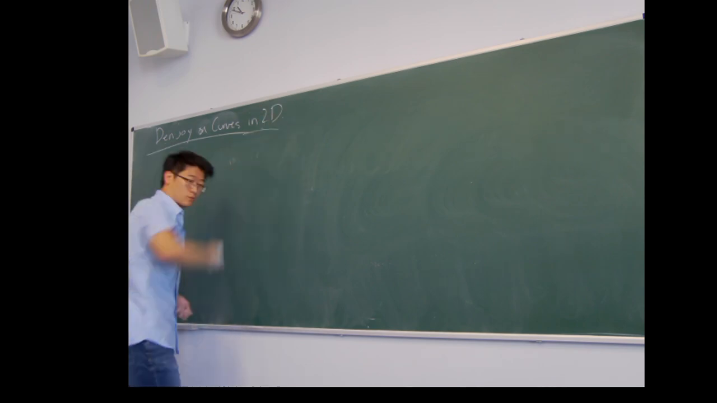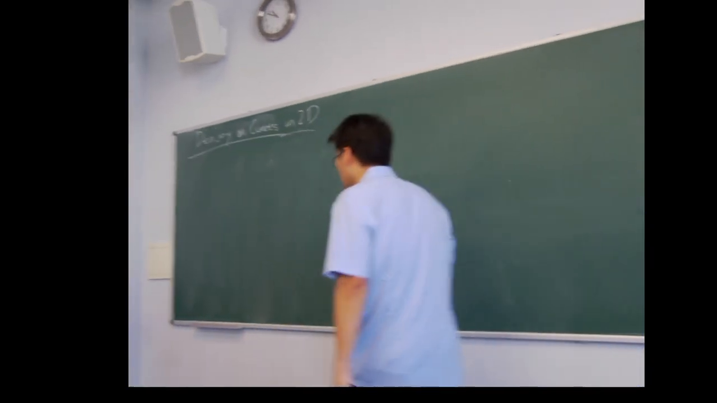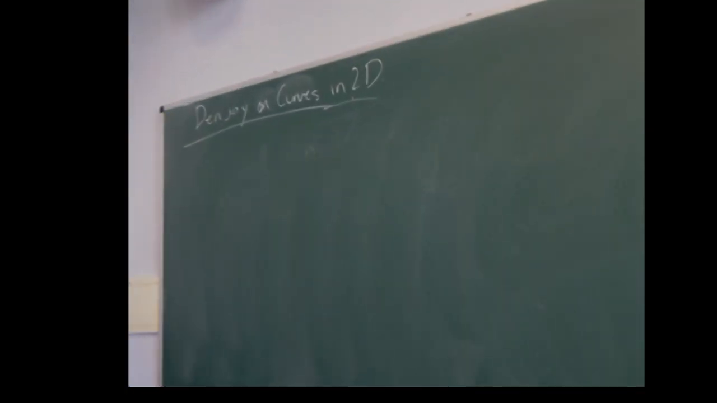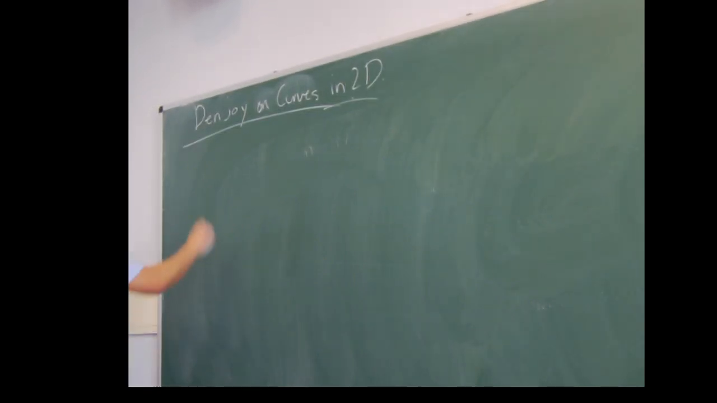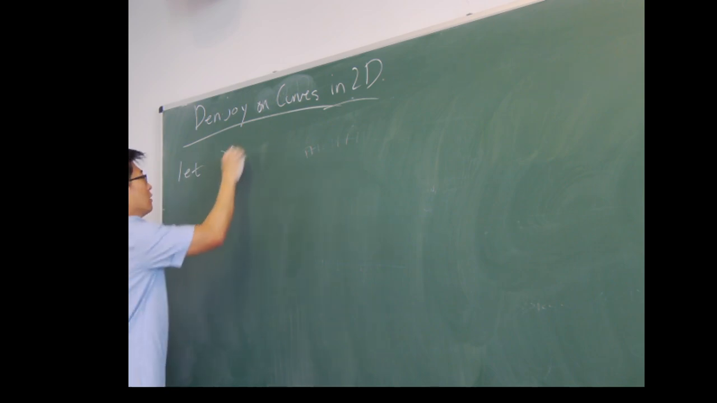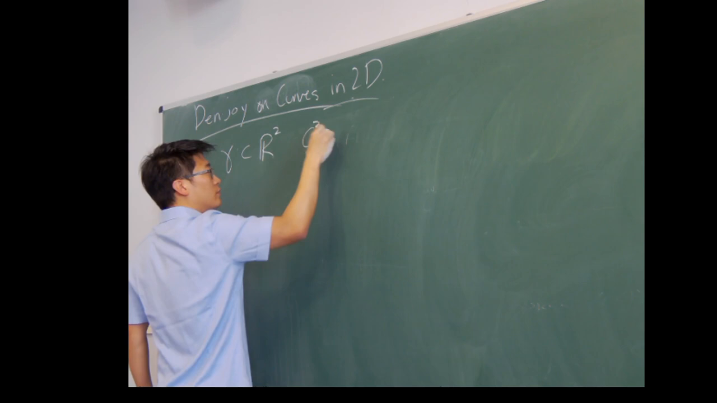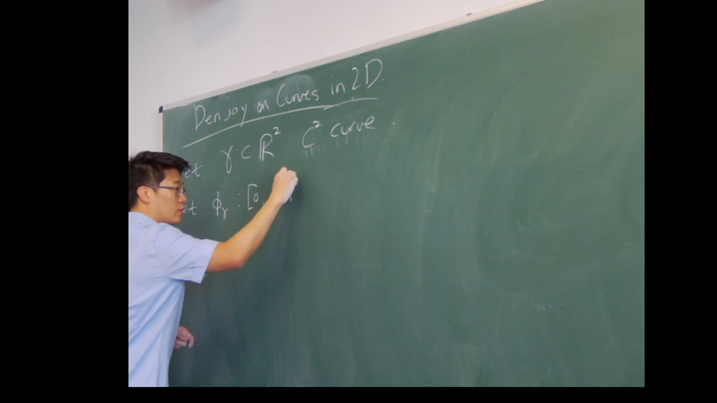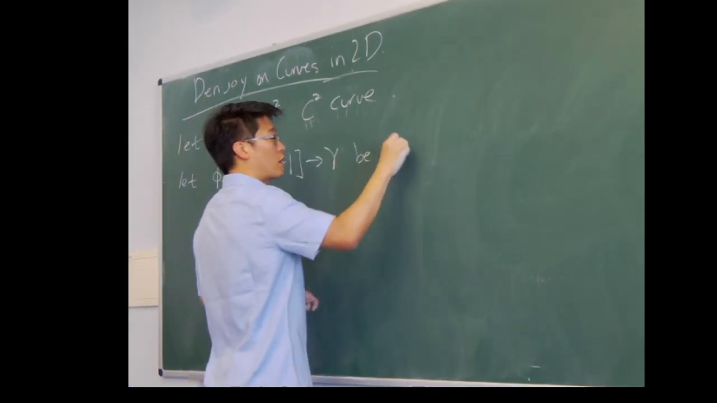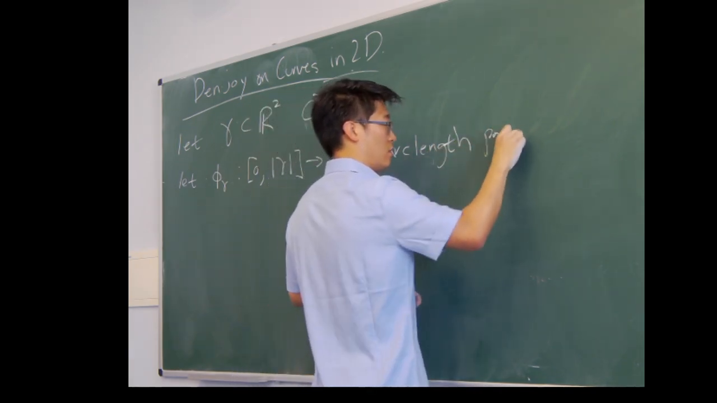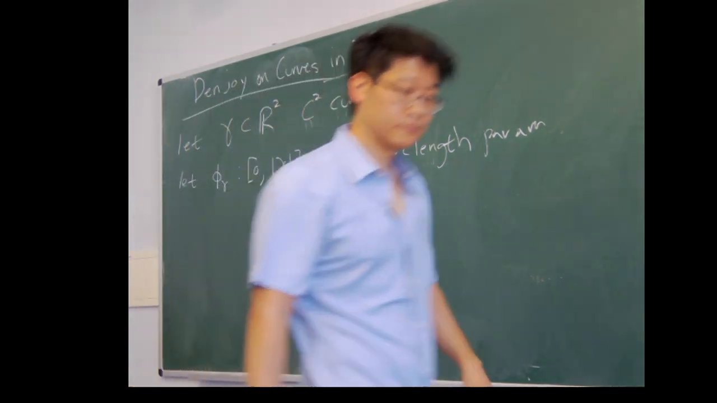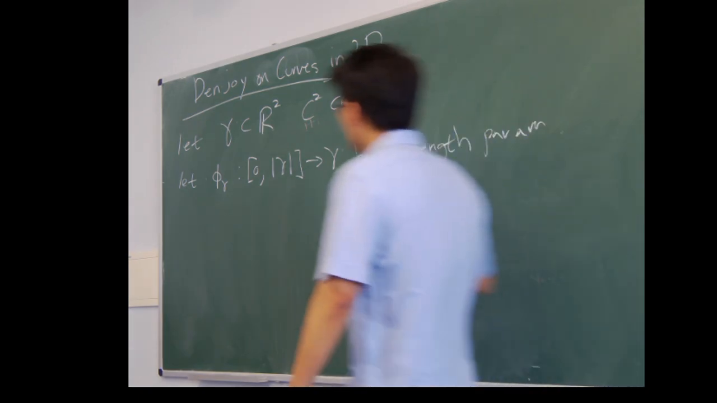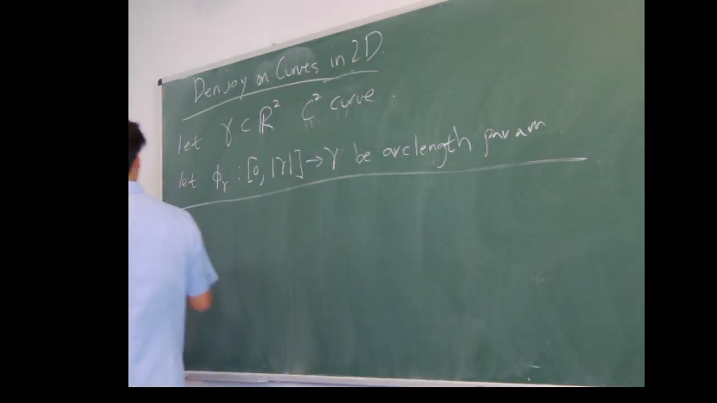Since Denjoy's lemma occurs in 1D, it's actually kind of trivial to generalize it to smooth curves lying in two-dimensional space. So you can do it in the following way. Let's take some curve gamma in R2, a C2 curve, and let's parameterize gamma by its arc length. Let phi gamma be the arc length parameterization of this curve. And this is Denjoy's lemma in 2D.